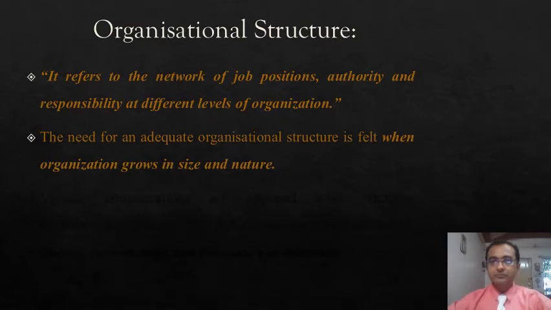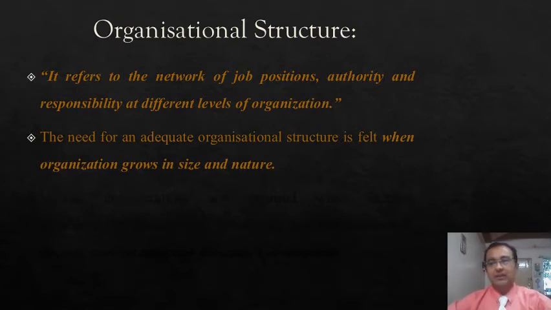Now, the requirement of the organizational structure is normally felt when there is an increase in the size and nature of the organization. If the organization is small, then there is less requirement of a systematized organizational structure. But if the size and nature of the business increases, the necessity for the organizational structure also increases.